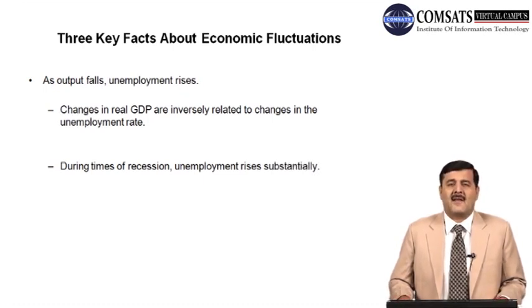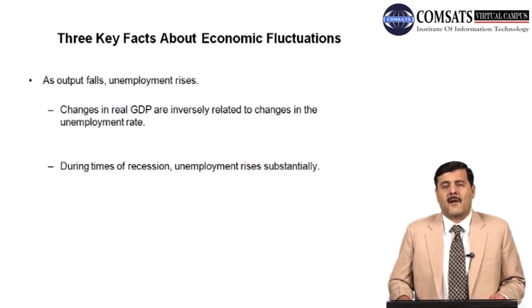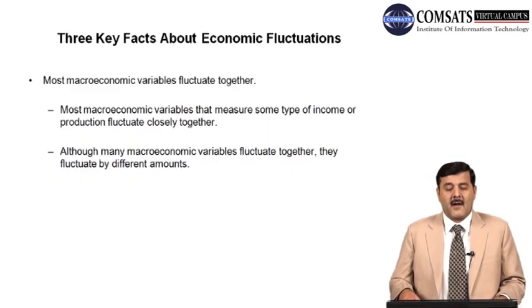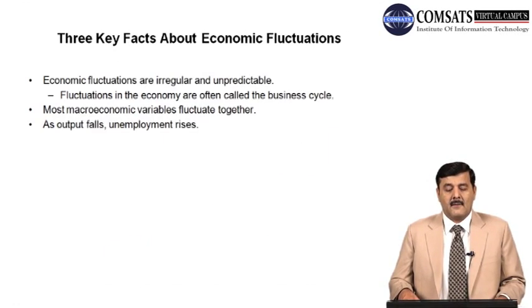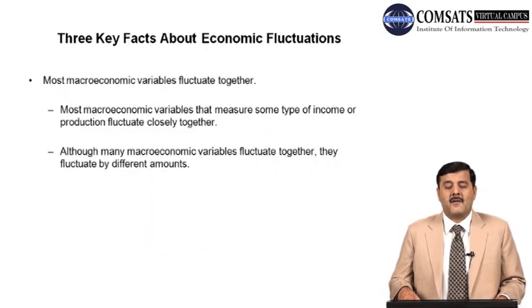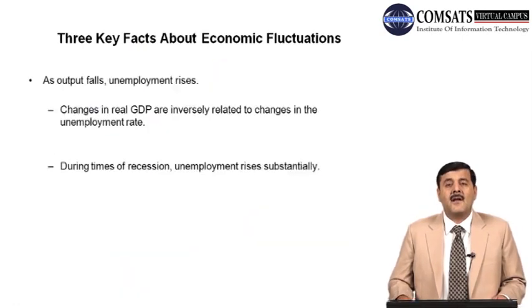So we talked about three facts when we are talking about economic fluctuation. We have talked about three kinds of facts about the economic fluctuation in the economy. First, the first fact that we talked about regarding the economic fluctuations is that they are unpredictable and irregular, right. So we can't expect what will happen to the growth rate of GDP or growth rate of prices and so on. They are very unpredictable, very irregular.